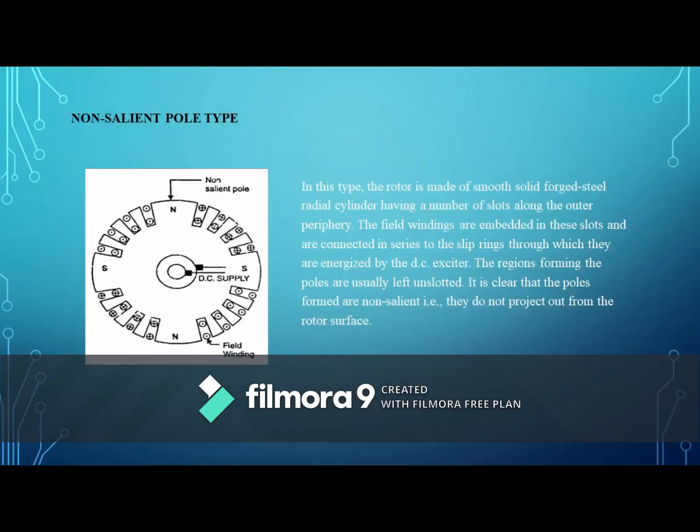For the last part, the non-salient pole type. In this type, the rotor is made of a smooth solid forged steel radial cylinder having a number of slots along the outer periphery. The field windings are embedded in these slots and are connected in series to the slip rings through which they are energized by the DC exciter. The regions forming the poles are usually left unslotted. It is clear that the poles formed are non-salient. They do not project out from the rotor surface.